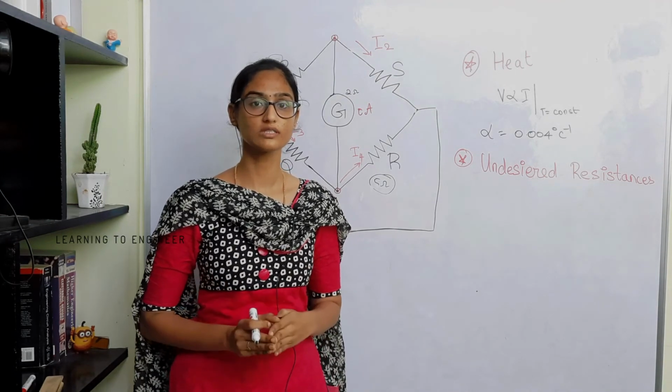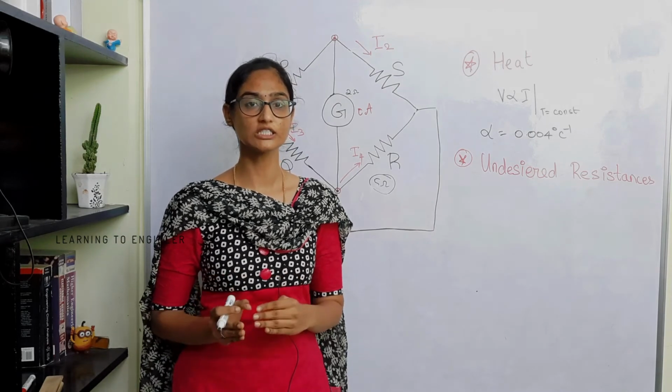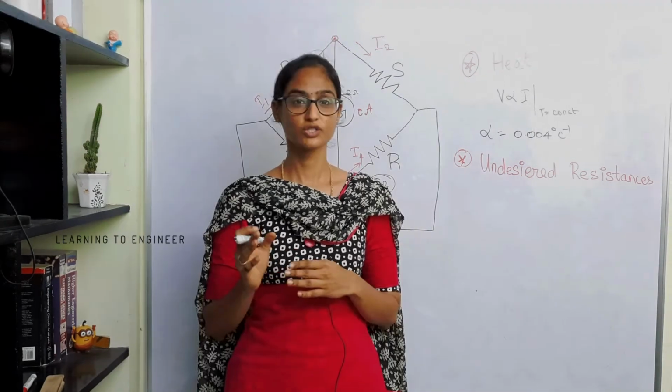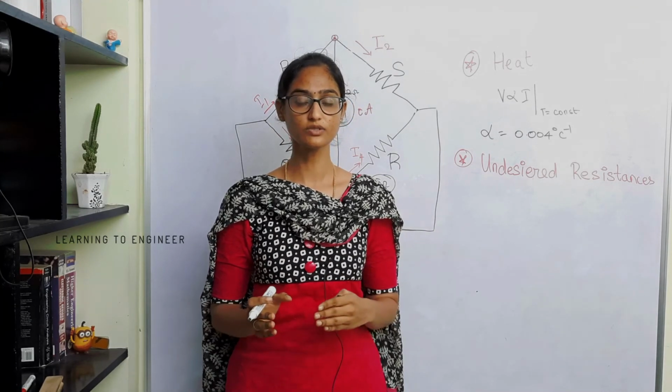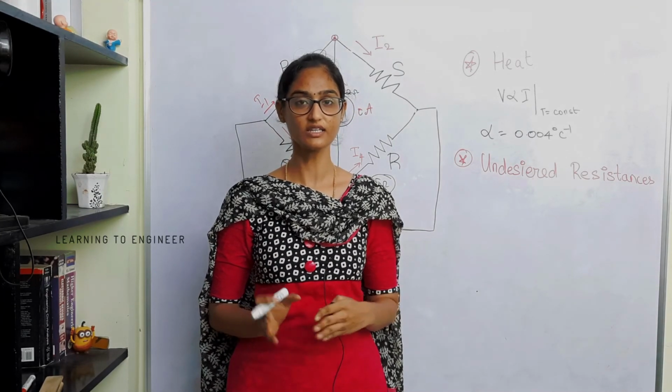So how to minimize that, and how to measure resistances that are less than 1 ohm? For that, you have to use Kelvin's double bridge. How is this bridge working? We are going to see that in the next video.